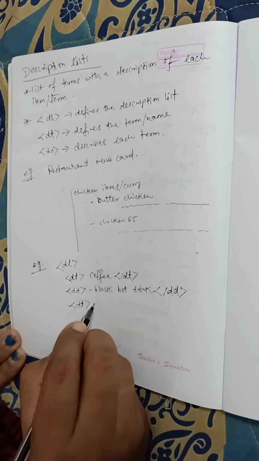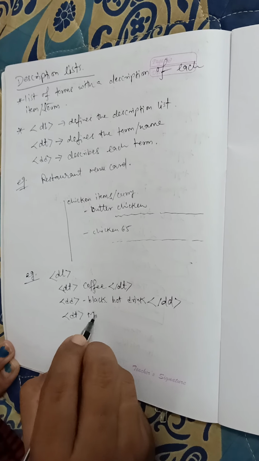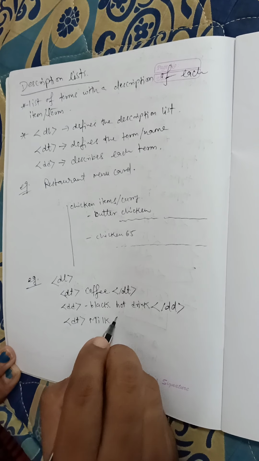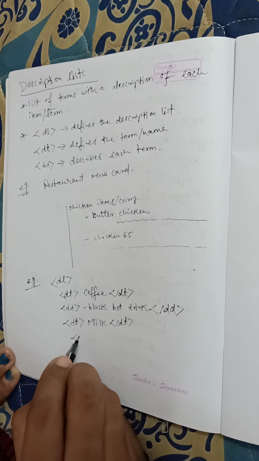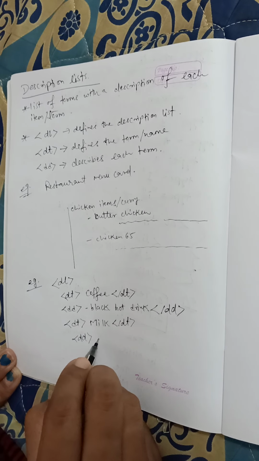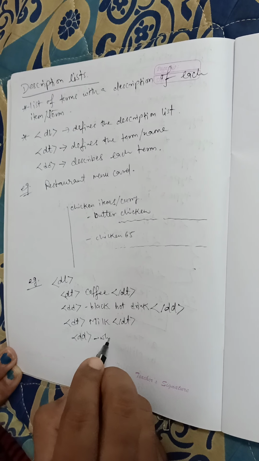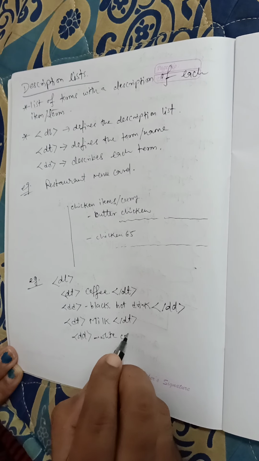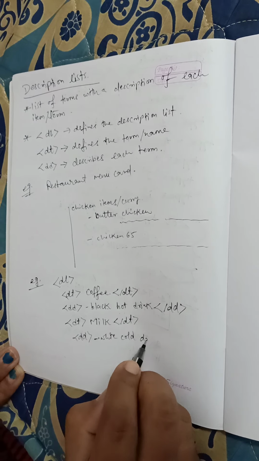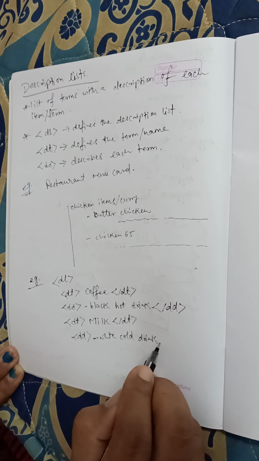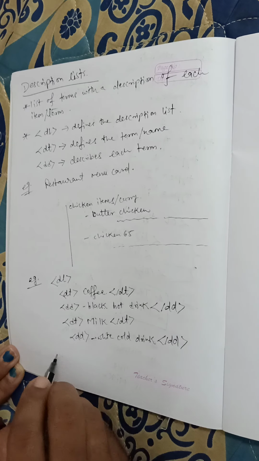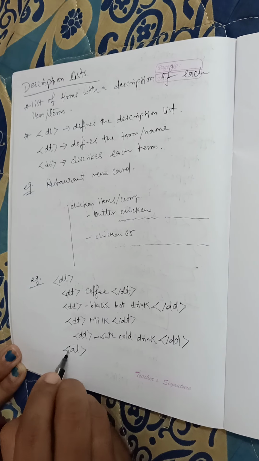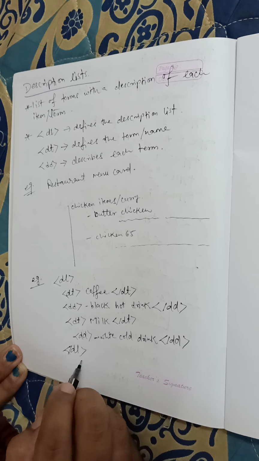Similarly, I can have the next item, suppose milk. Okay, so now I will be writing the description about it. I can write white cold drink. Okay, I'm sending the DL tag.